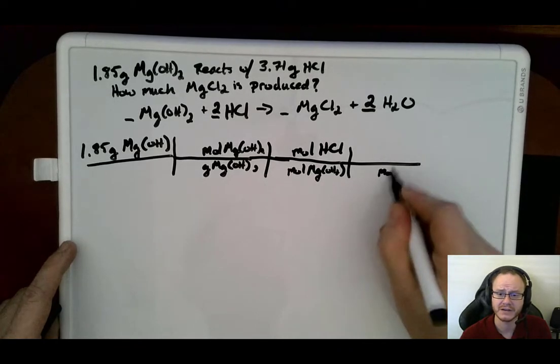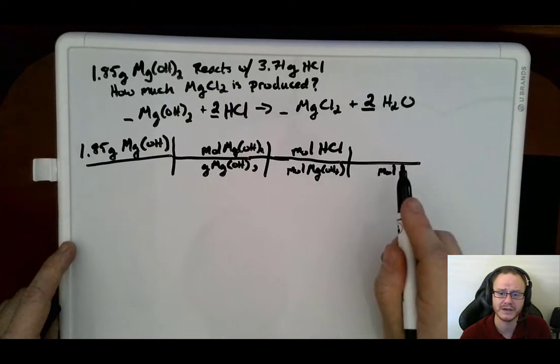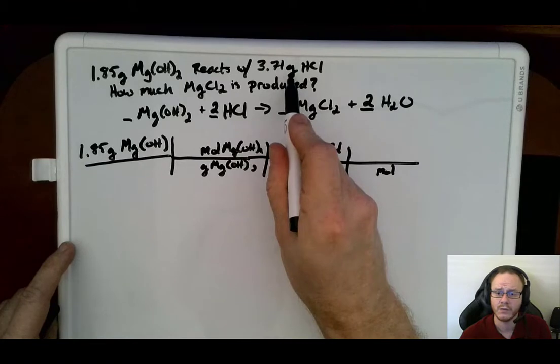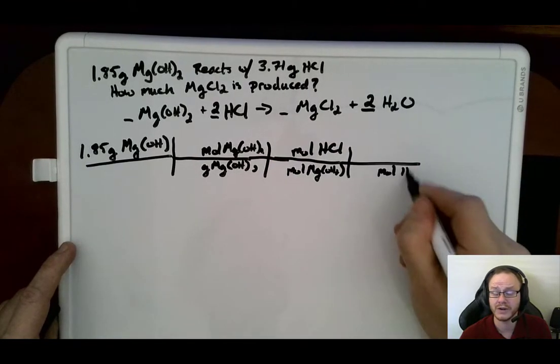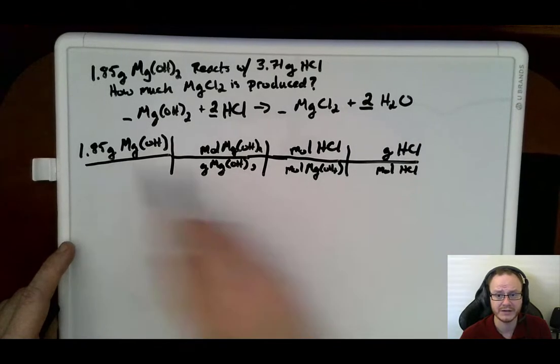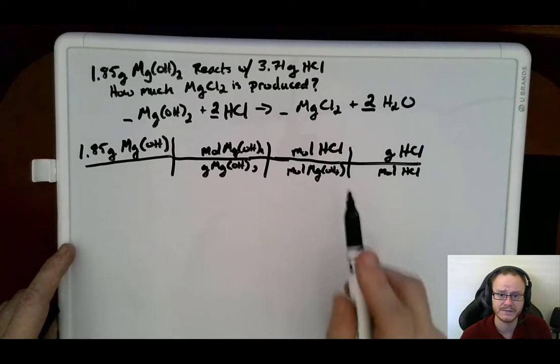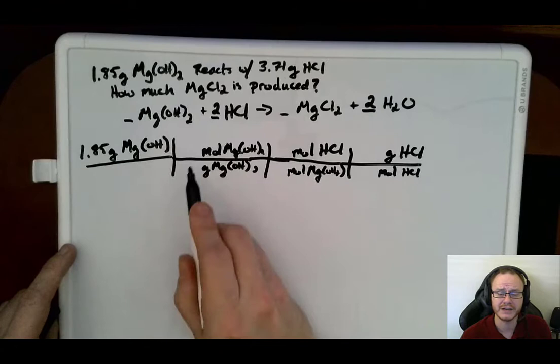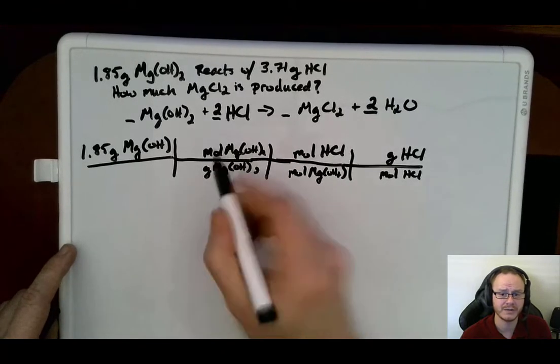Hydrochloric acid is my reactant. I'll go ahead and cancel moles of hydrochloric acid. What I'm going to convert hydrochloric acid into will be the grams of hydrochloric acid given to me. Some problems might have liters. I need to make sure the unit matches. Here's my whole dimensional analysis setup. I need to plug in the correct numbers.